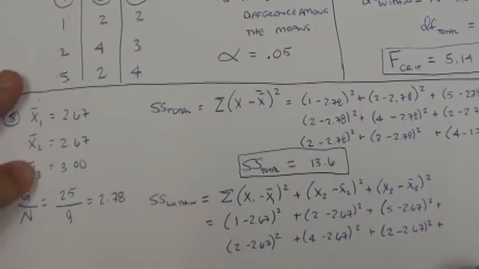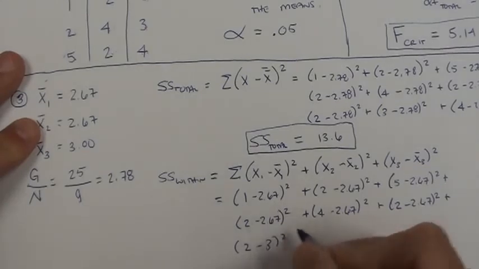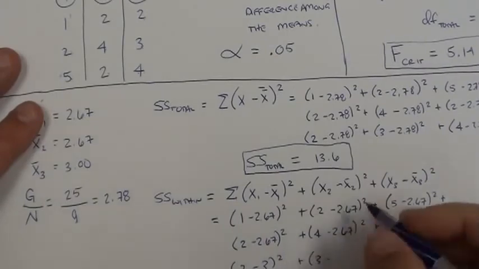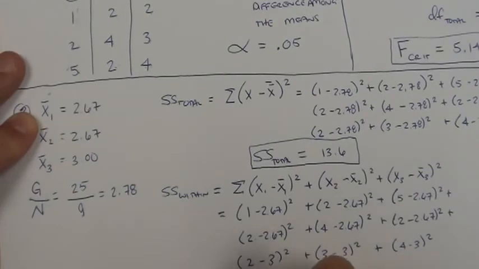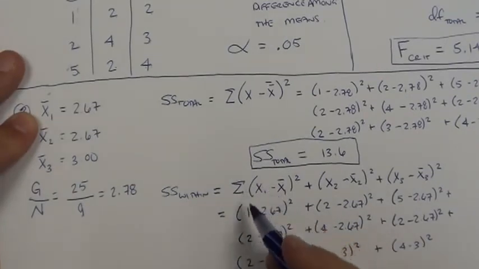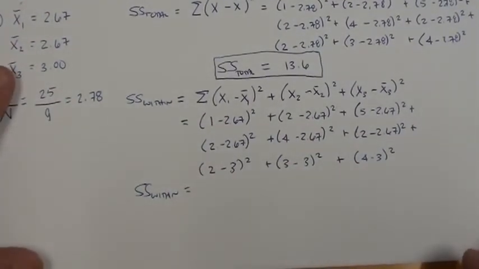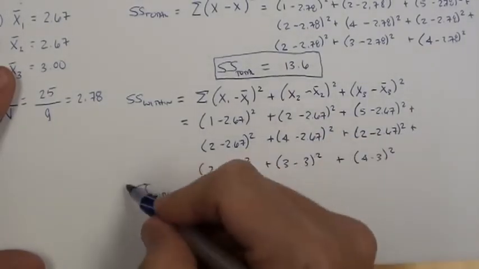And remember, our mean was 3. So we are going to do 2 minus 3 squared plus 3 minus 3 squared plus 4 minus 3 squared, such that our sum of squares within, once we calculate all of this, will be 13.34.